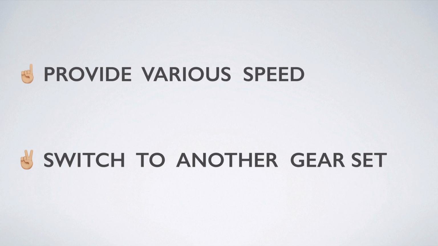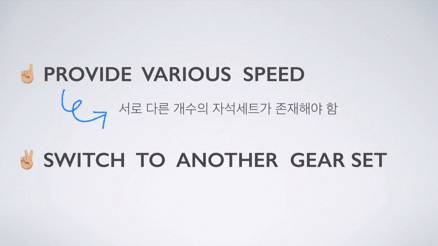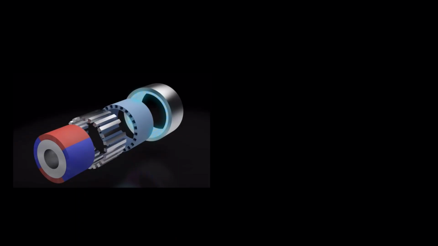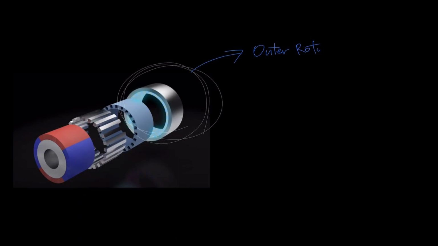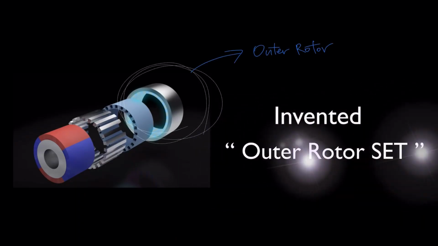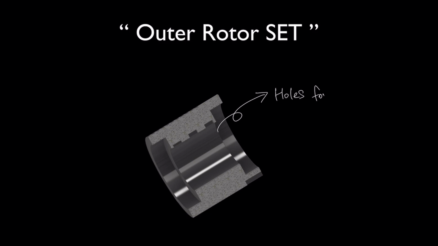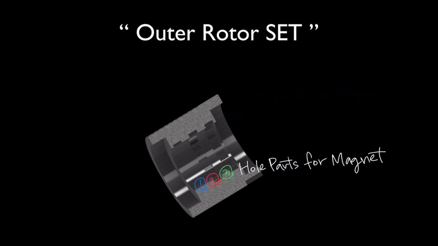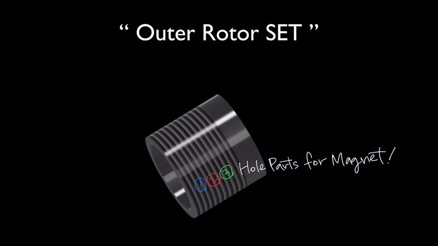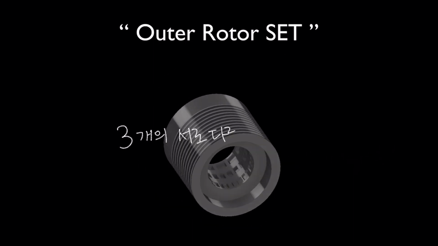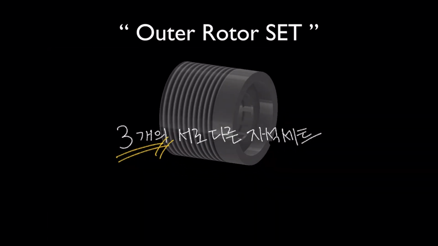To provide various speeds, there must be a set of magnet parts. So we modified outer rotor parts and invented outer rotor sets. We prepared a cylinder and made some holes to put the magnets inside. And we made 2 more parts so that we could put 3 different numbers of magnets. This is how we designed outer rotor set to provide 3 different speeds.